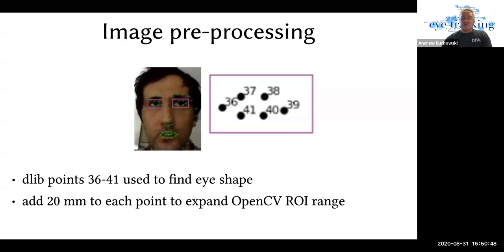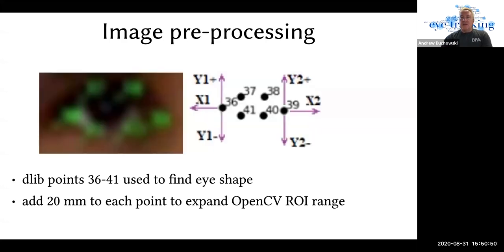And then what he does, which is rather interesting, is he grows this region out to give it a slightly larger search area for the pupil center, to find out which way the eye is oriented. So he expands these by 20 millimeters to get a region of interest, or ROI, in the OpenCV code.